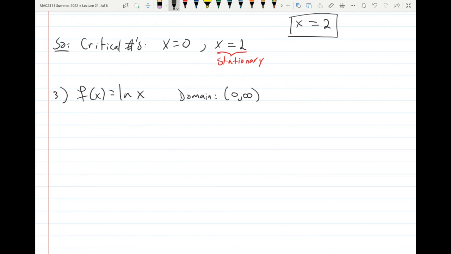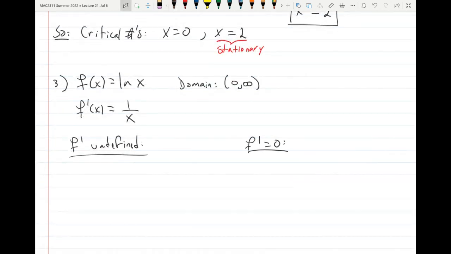All right? Okay, now we activate the process. f prime, what is it? 1 over x. Okay. Now we figure out where f prime is undefined and where f prime equals 0. When is the derivative undefined? So it's undefined at x equals 0. Should we consider this a critical number?